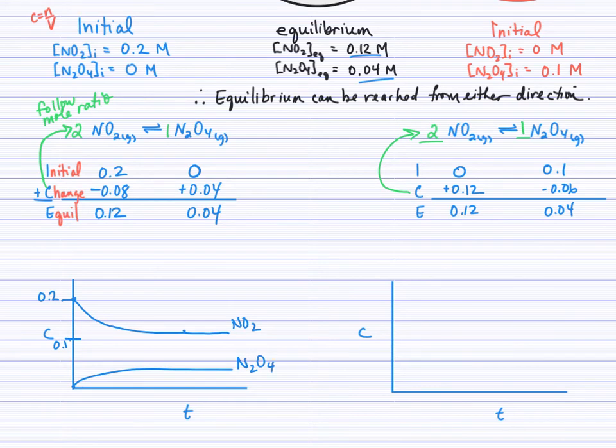Okay, for the graph on the right, perhaps you can try that one from the ICE table, build your graph, and then check with the video. And so you can see that I started the NO2 at 0 and had it finish at about 0.12, and the N2O4 started at 0.1 and plateaued at 0.04. And so you can see the equilibrium has been established probably from about this point on in each graph, and you should see the plateau.